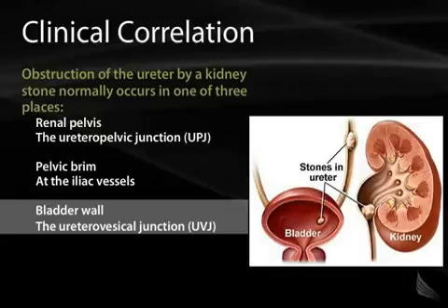If you note, all of these points are important transition points where the ureters are passing over another large structure, first being the renal pelvis itself, secondly being the iliac vessels, and third being where the ureter enters the bladder. These are important to remember, as these are the most common sites of obstructive nephrolithiasis or kidney stones.